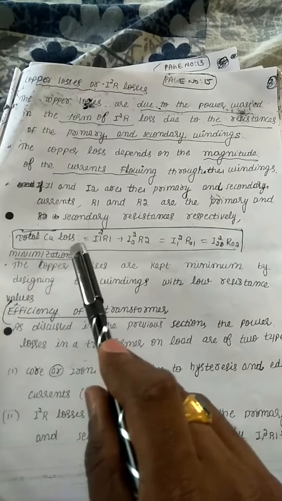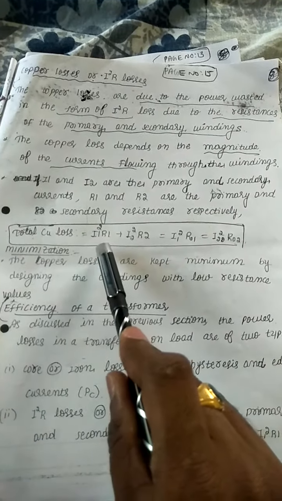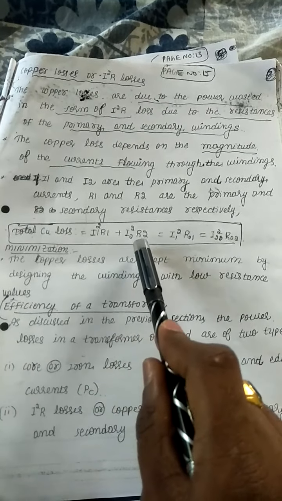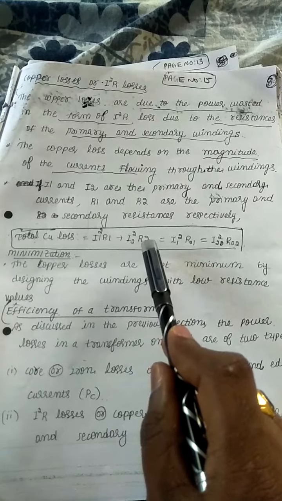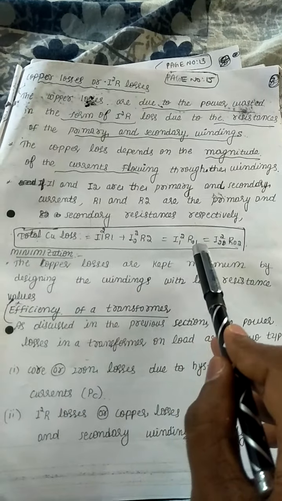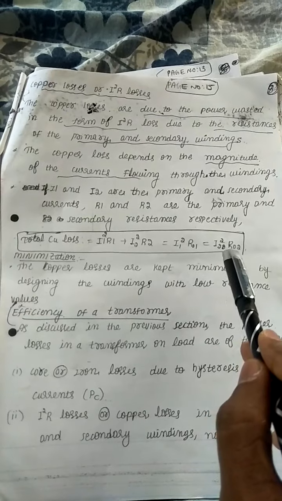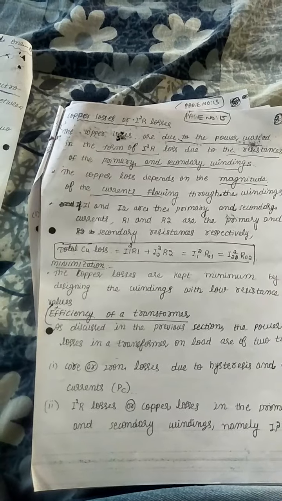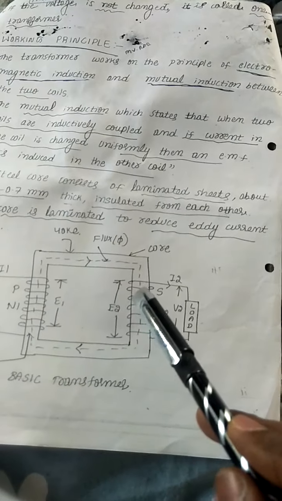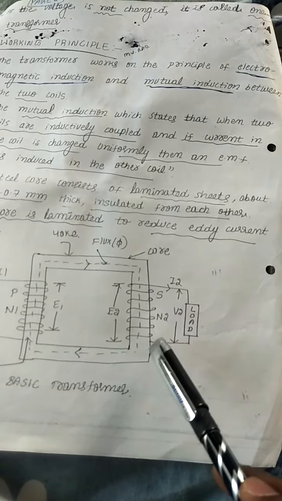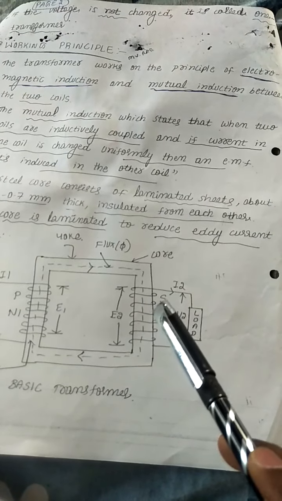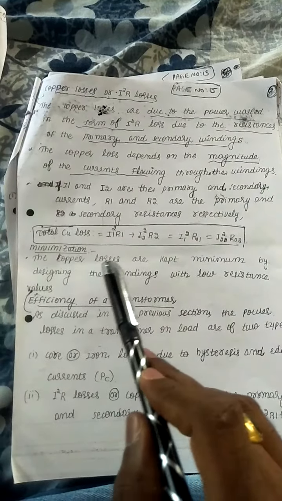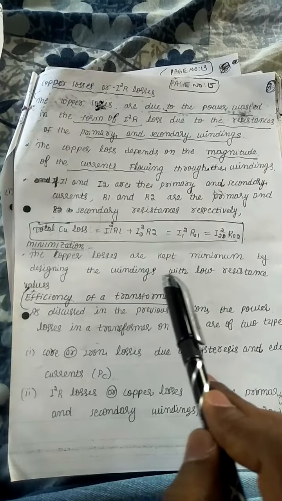Therefore the total copper loss is I squared R, that is, at the primary side I1 squared R1 plus at the secondary side I2 squared R2. I can write R1 as R01, and this one I will write as R02. Then how do we minimize these copper losses? By using a resistance of low value for the winding, you can minimize the copper losses. That's what I have written here: the copper losses are kept to a minimum by designing the winding with low resistance values.